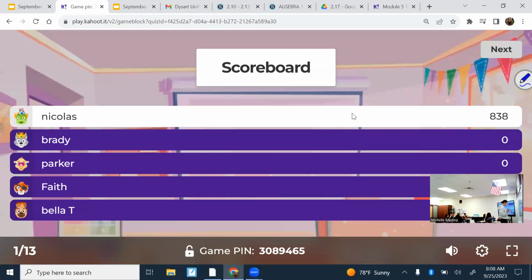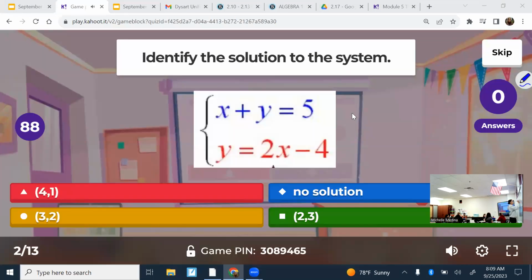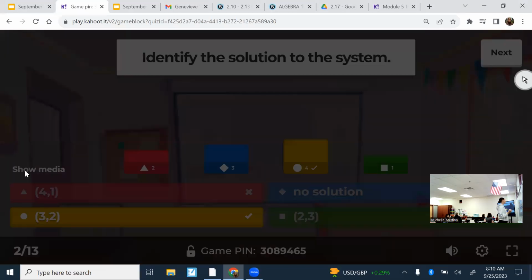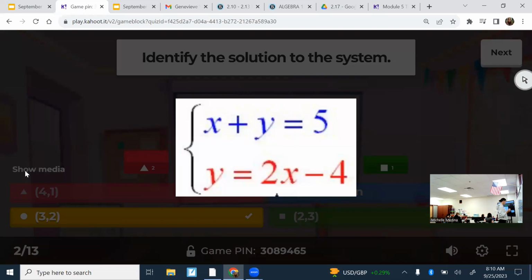Identify the solution to the system. Identify the solution to that system. This one didn't specify what method you had to use. We've only learned two so far officially. We haven't learned the last method yet. So what method did you guys use to solve it? Desmos, so graphing, good. Did anyone do substitution?